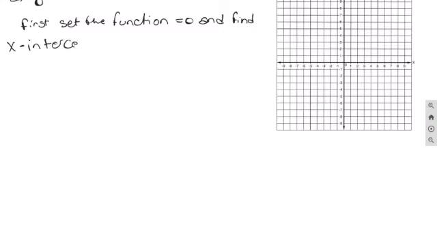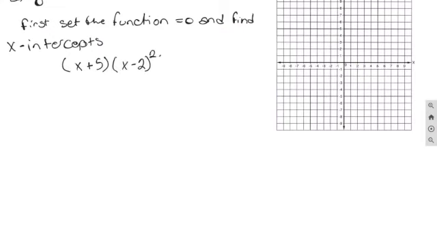We are given the polynomial function y equals (x + 5)(x - 2)²(x - 7). First, we need to set the function equal to 0 and determine the x-intercepts. We're going to solve each root on its own.